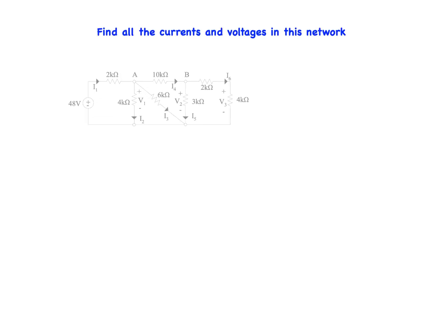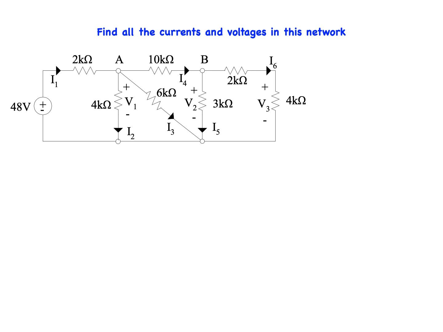Our task in this problem is to find all the currents and voltages in this network. As indicated, there are 3 voltages and 6 currents in this system. Our approach to this problem will be to first find the total resistance seen by the source and use it to find I1, and then apply Ohm's law, Kirchhoff's current law, Kirchhoff's voltage law, current division, and voltage division to determine the remaining unknown quantities.